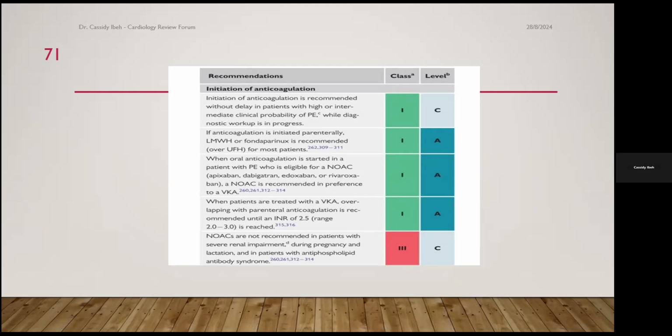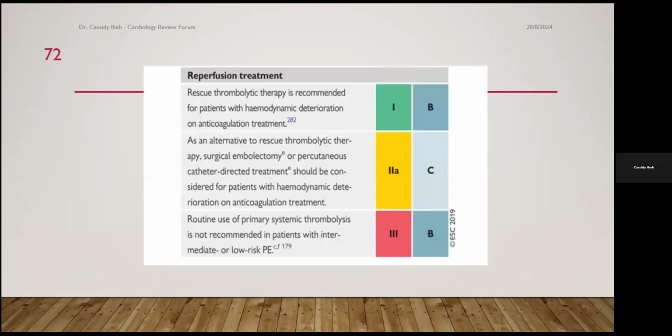So it's important that once you suspect a PE, in terms of high or intermediate clinical probability, then you want to initiate anticoagulation while you work up the patient. Then it's actually a class 1 indication. If anticoagulation is initiated parenterally, then low molecular weight heparin or fondaparinux is recommended over unfractionated heparin for most patients.